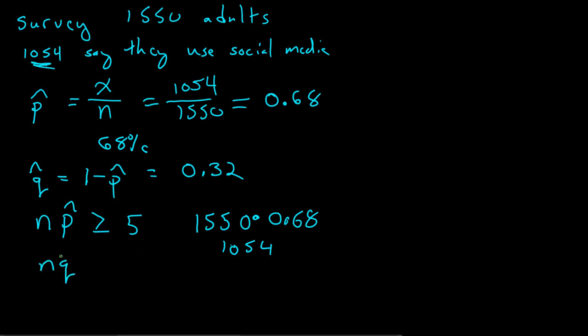Or n times q, should that be greater than or equal to 5? So that's 1,550 times 0.32. And what does that give us? That gives us 496. Yep, which is also greater than 5. So we have enough samples that we're going to be able to use these statistics. This will be a good estimate, and we have a good confidence level.